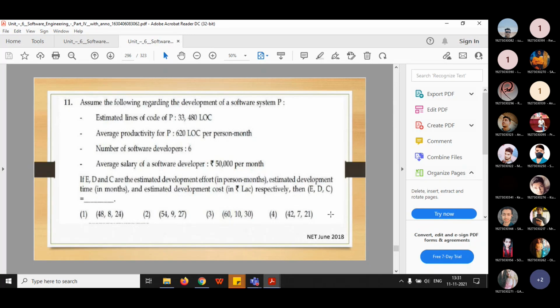These are simple mathematics. If you know maths properly, then you can easily solve this kind of question. No formula or logic is required for solving this. Pure mathematics. Just try to understand what this question is saying. You need to find development effort, development time, and cost. That is effort, time, and cost. You need to calculate them. That's why EDC.